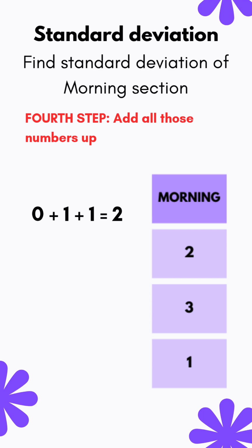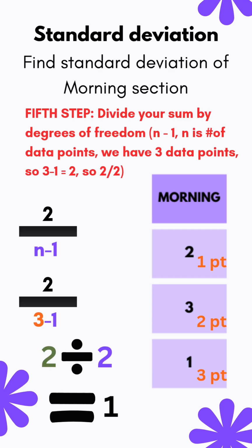Now step 5, divide the sum over degrees of freedom. So what does that mean? Degrees of freedom is n minus 1, where n means the number of data points we have, so not their values. We have 3 points, so n is 3. Now we do 3 minus 1, which is 2. So since we're doing the sum divided by the degrees of freedom, we're doing 2, our sum, divided by 2, the number we get for n minus 1. So when you do 2 divided by 2, well, you just get 1.